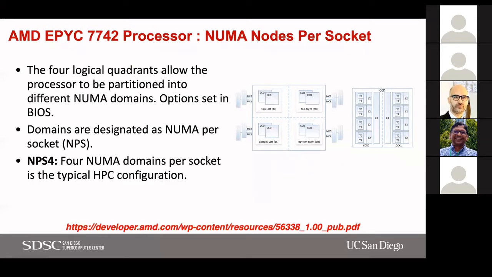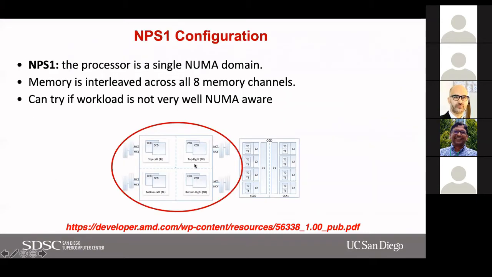So how do you break this up in terms of the NUMA domains? So the 4 logical quadrants you can partition into different NUMA domains, and the option has to be set in BIOS. And these domains are essentially designated as NUMA per socket. On the HPC configuration, we're going to do NPS 4, which is 4 NUMA domains per socket. So the various configurations that are possible, and this is all from the AMD developer guide.